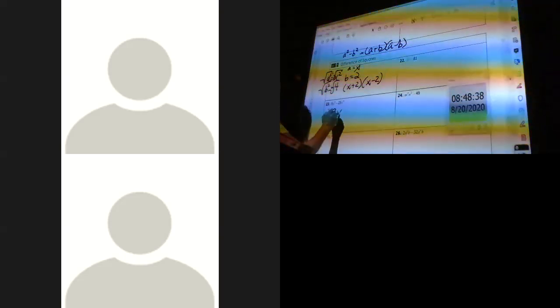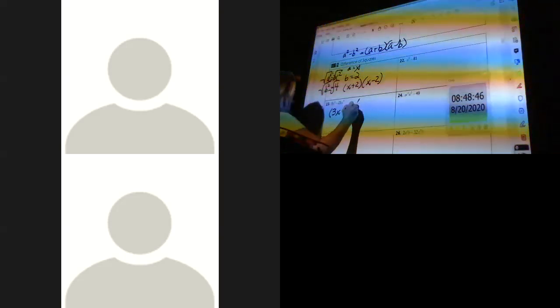So what's the square root of 9x squared? 3x. No, just 3. So we've got 3x plus, what's the square root of 25y to the 4? Ooh, 5. So then it's 3x plus minus. And that's it.